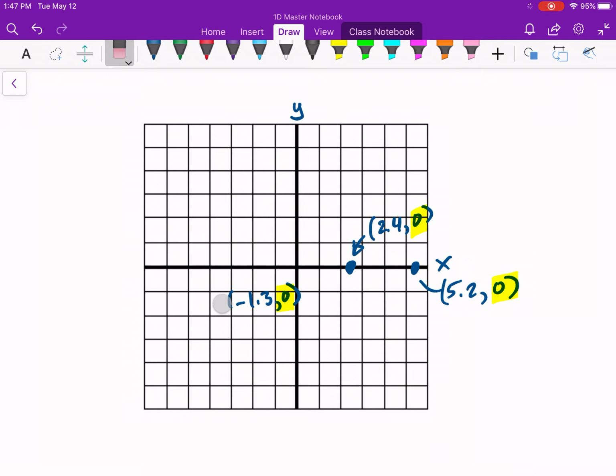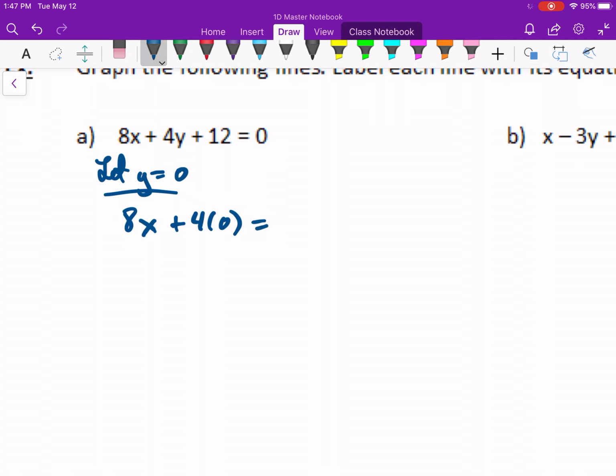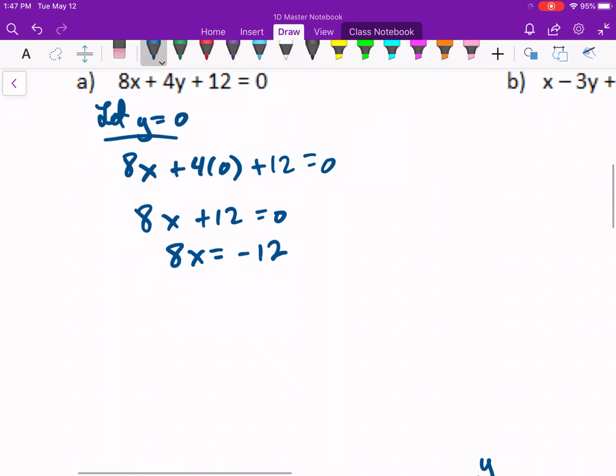So when I want to get an x-intercept, all I do is let y equal 0. And what happens then is I have 8x plus 4 times 0 plus 12 equals 0. So 8x plus 12 equals 0. Solve that equation. 8x equals negative 12. Divide both sides by 8.